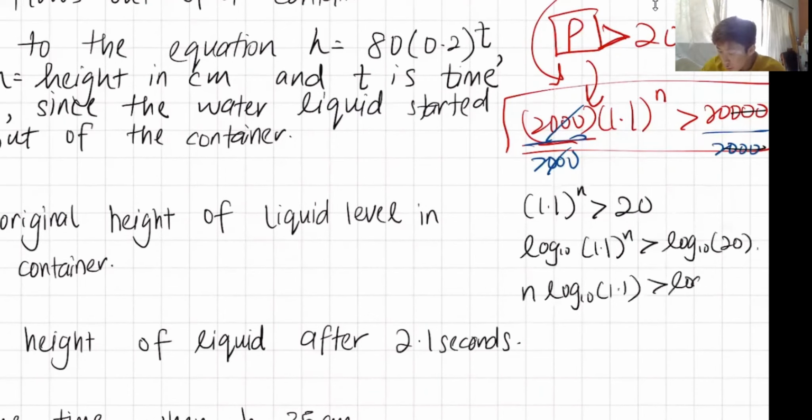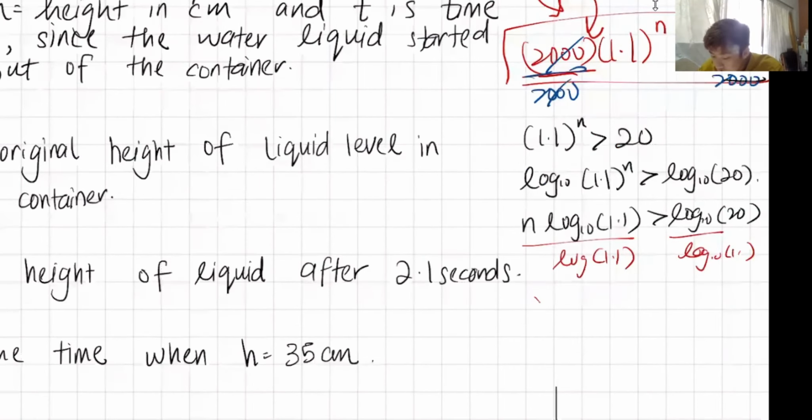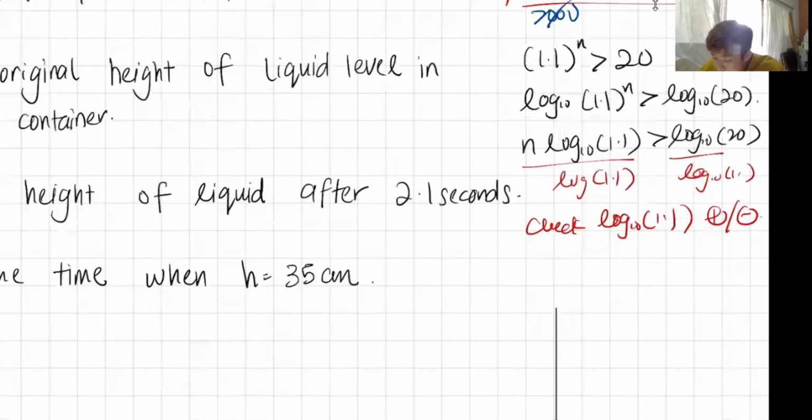log base 10 of 20. So at this stage, remember, you have to check, because you want to divide both sides by log base 10 of 1.1. But don't divide first. Check first whether log base 10 of 1.1 is a negative number or not. Positive or negative. So if you type log 1.1, you will get 0.0414. This is actually a positive number.